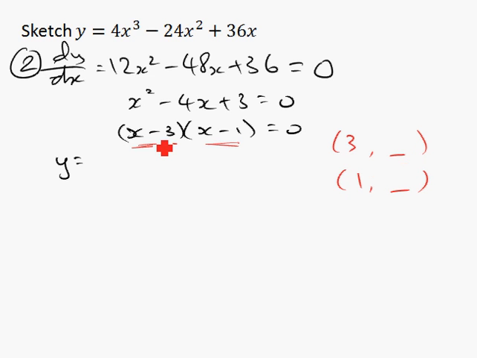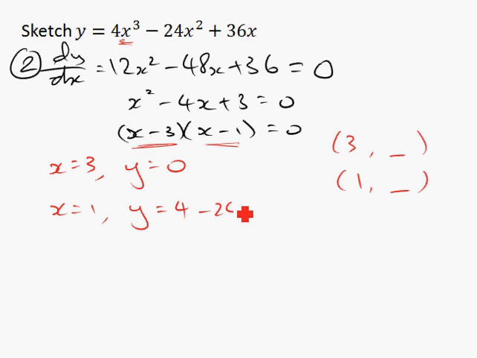Now, x equals 3 also happens to be one of the points that we found just now, which is one of the points when y gives you 0. So I know the answer to this one. When x equals 3, y equals 0. What about the next one? When x equals 1, what is y equal to? So y equals 4, using this one here, 4 minus 24 plus 36. And the answer to this one is 16.